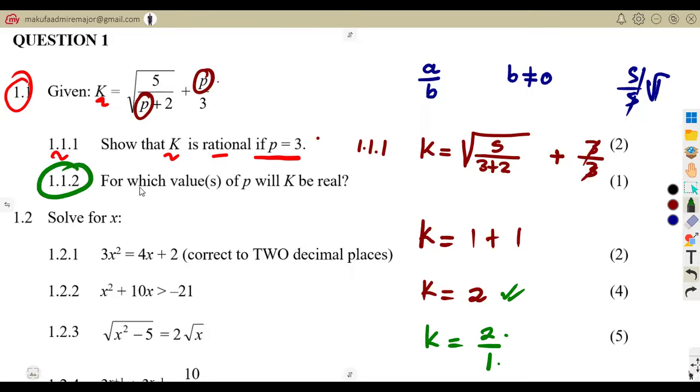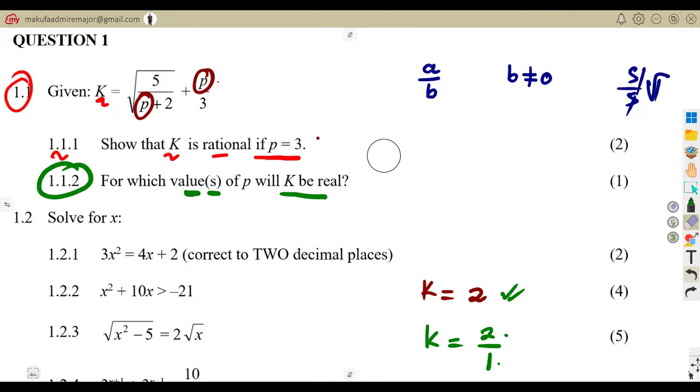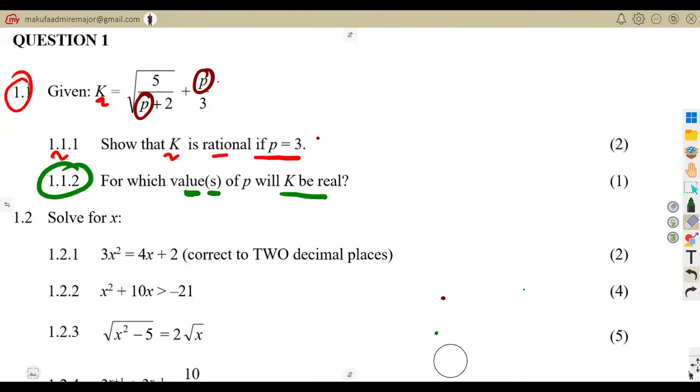All right, 1.1.2: for which value or values of p will k be real? So for which value, or there can be values, of p. For this to be real, that means we must be able to simplify. Remember, real numbers, guys, are numbers that we can evaluate from our calculator. But if something is not real, let's just say the square root of -4, this is not real.